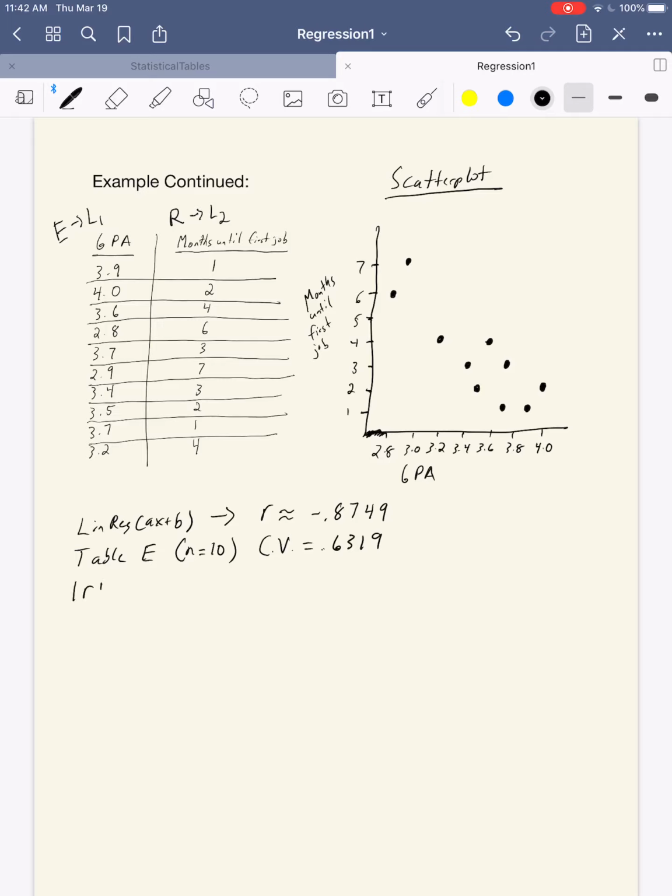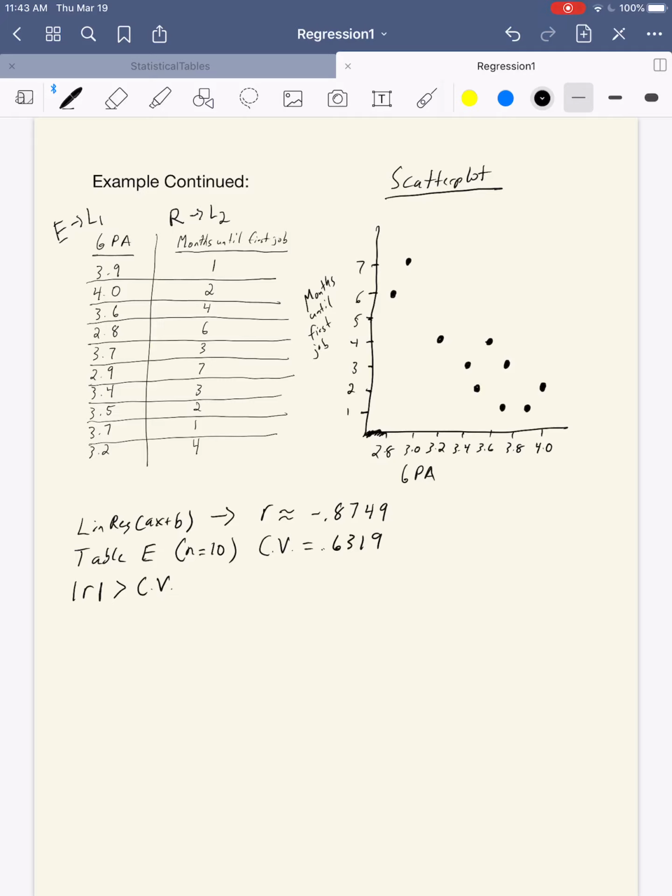All right, so now we do our comparison. We take the absolute value of R. Remember, the absolute value just makes everything positive. It makes it fair, in other words, to compare a negative number to a positive number. So we take that absolute value of R, and how does it compare to the critical value of 0.6319? Well, it should be pretty clear that the absolute value is greater than the critical value.